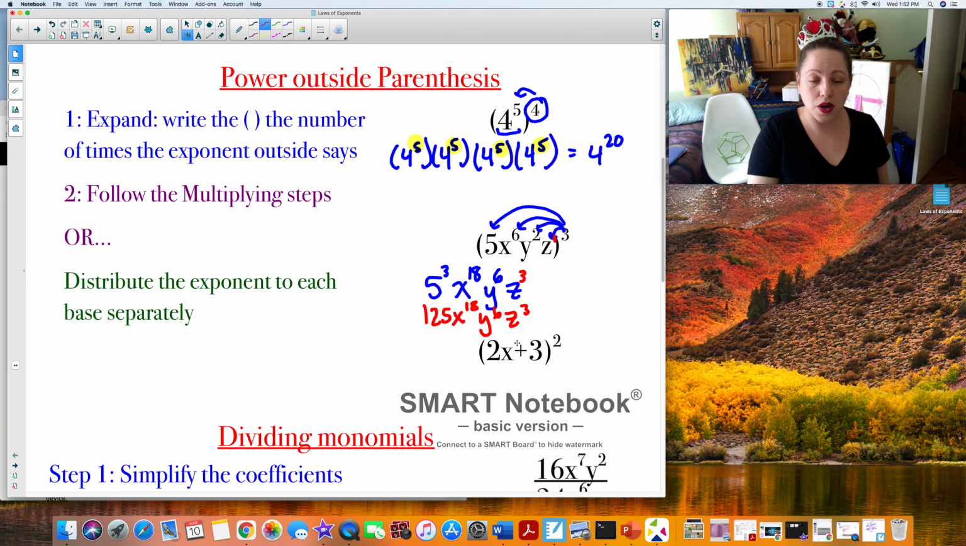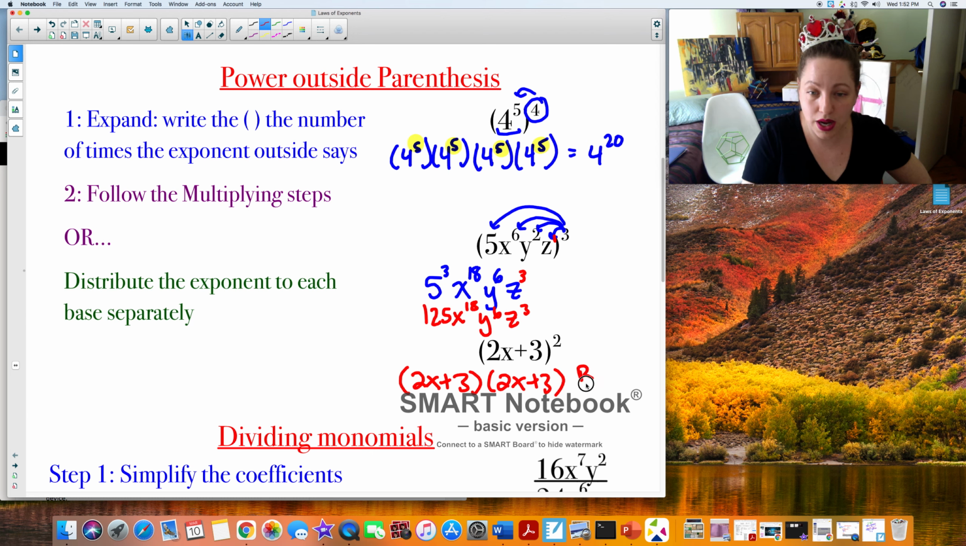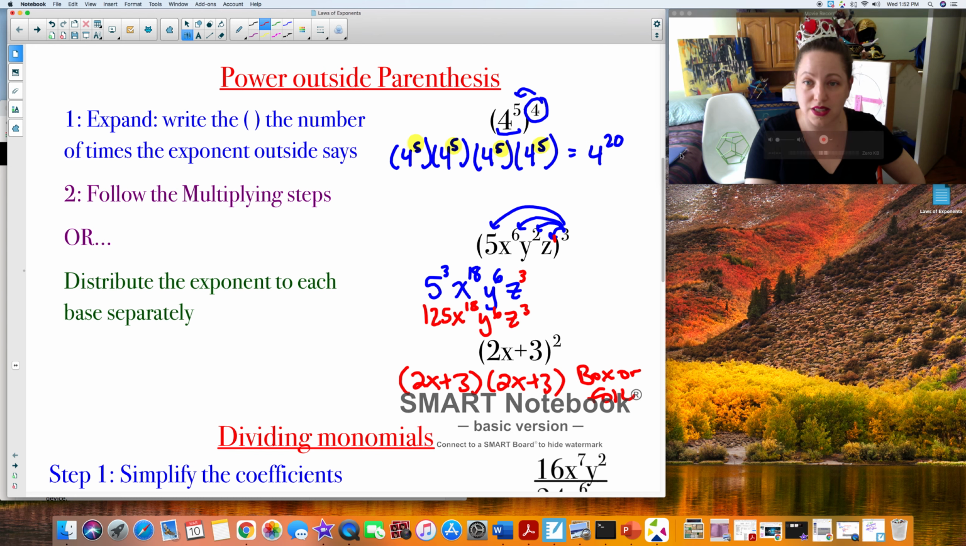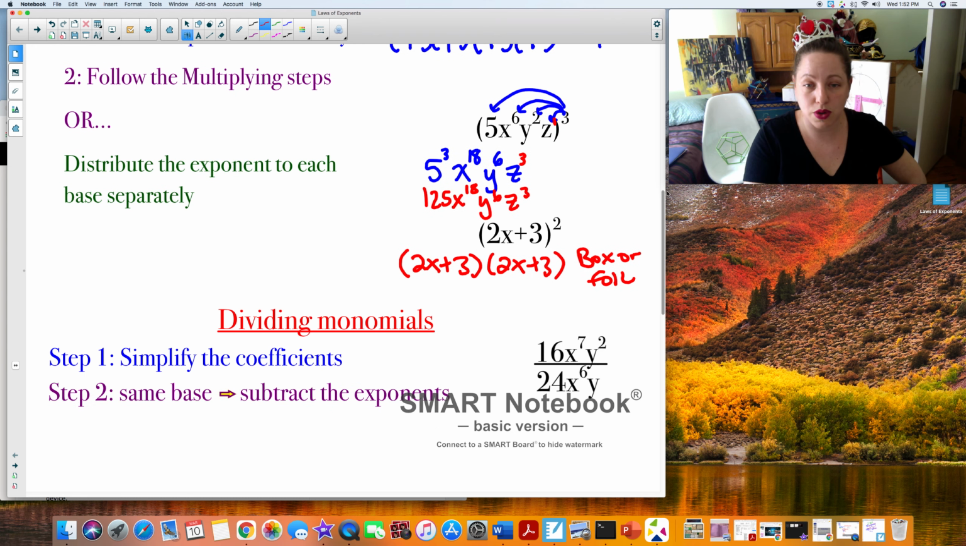The last one, because this is a binomial, it has the plus sign in it, you have to write it twice. So you would write 2x plus 3 times 2x plus 3, and then you would either use the box or the FOIL or distribute method. Okay, and that's how you would multiply that guy. So you cannot distribute if there is a plus sign inside.